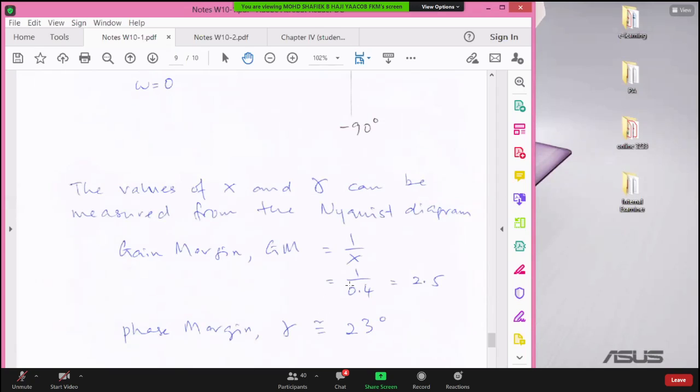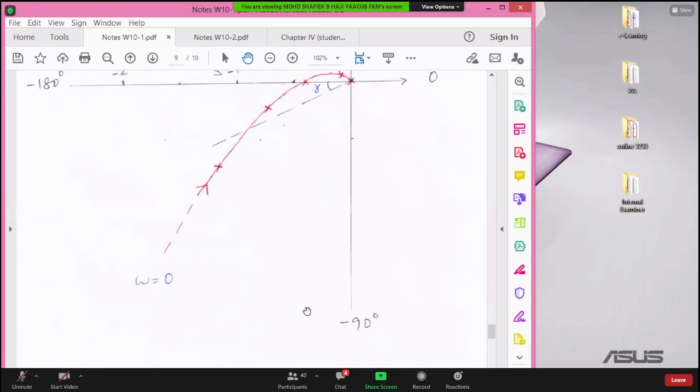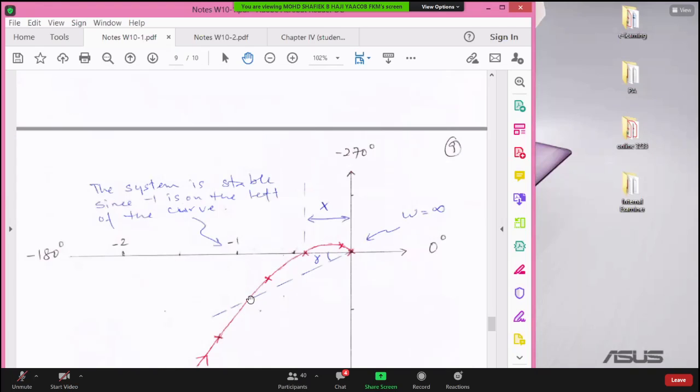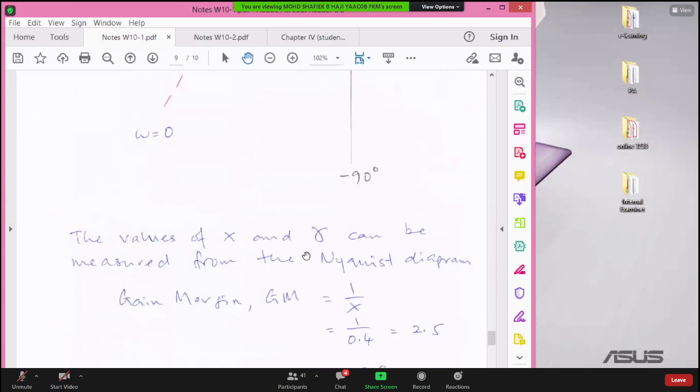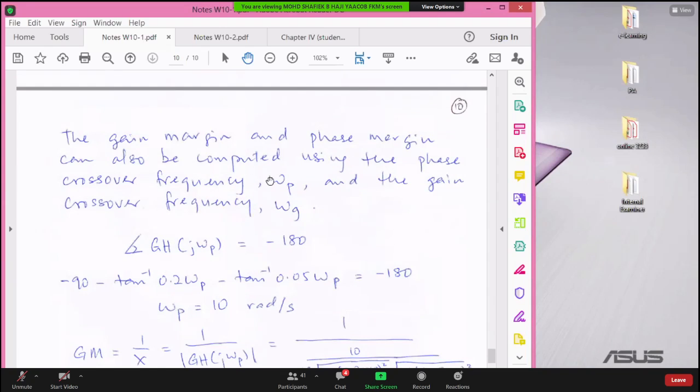You can also compute using the definitions of gain margin, phase crossover frequency and gain crossover frequency. You can compute the gain crossover frequency, you can compute the phase crossover frequency, and then from there you can compute the gain and phase margin. So I did that as well. The gain margin and the phase margin can also be computed using the phase crossover frequency and the gain crossover frequency. So your first step is to determine the phase crossover frequency and the gain crossover frequency.